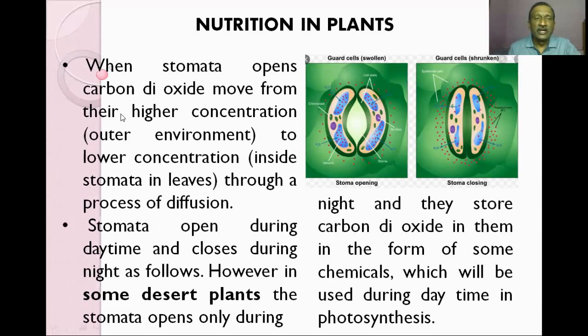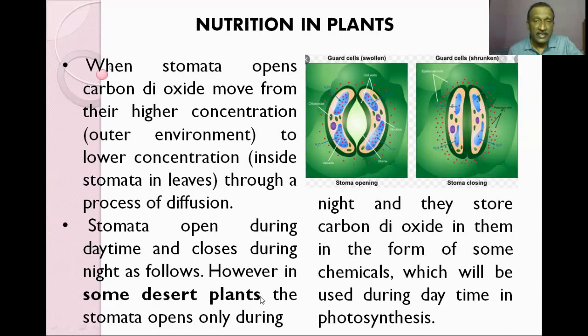So when stomata are open, carbon dioxide moves into the leaves from the higher concentration of the environment to lower concentration. 0.03% is quite high compared to 0%. Inside, whatever carbon dioxide goes will be used in photosynthesis, so the concentration becomes zero. So carbon dioxide will keep on diffusing as long as stomata are open. Now stomata open during daytime and close during night. At night, there is no need of carbon dioxide. So stomata are only open so much that oxygen can come in for respiration.